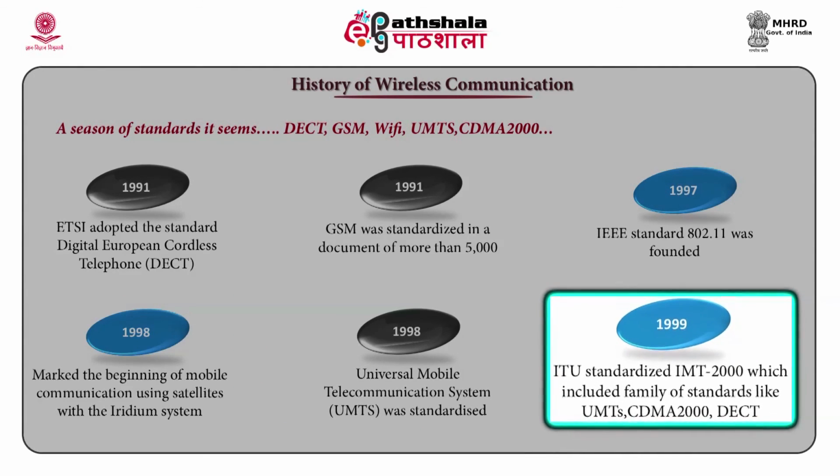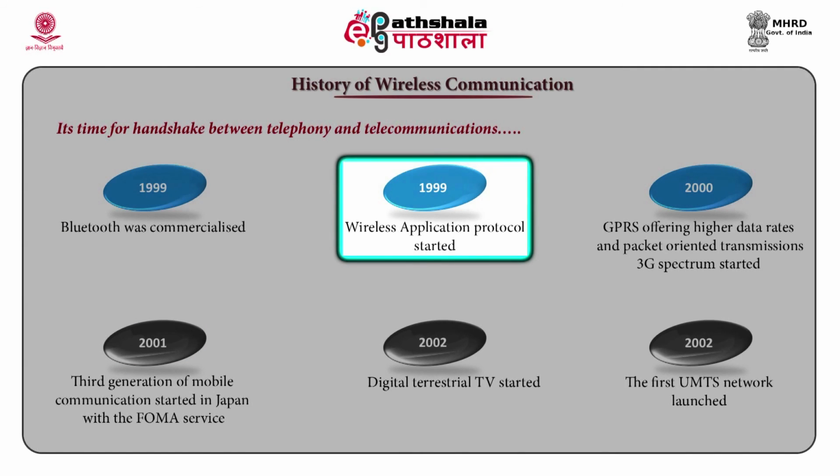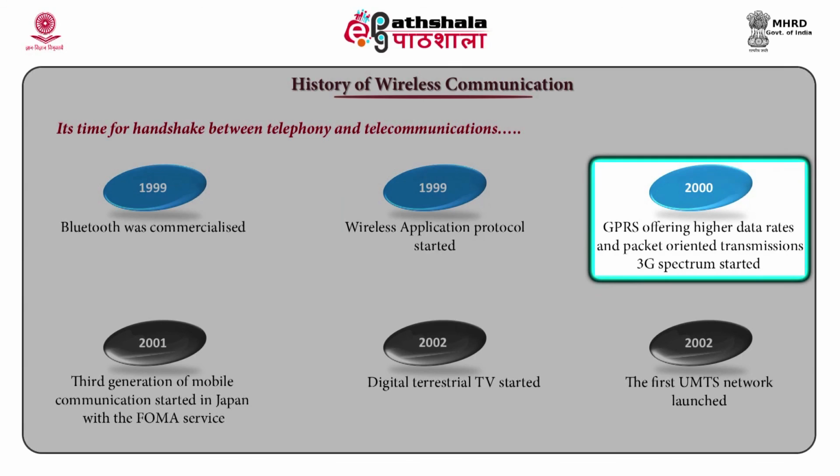1999 to 2000 were the starting of 3G technology. ITU standardized a family of standards like UMTS, CDMA 2000 and DECT. Bluetooth was commercialized. Wireless application protocol started. GPRS offering higher data rates and packet oriented transmissions started. 3G spectrum was at its beginning.